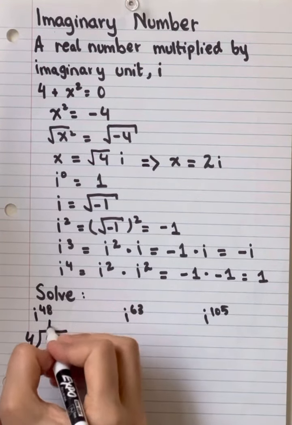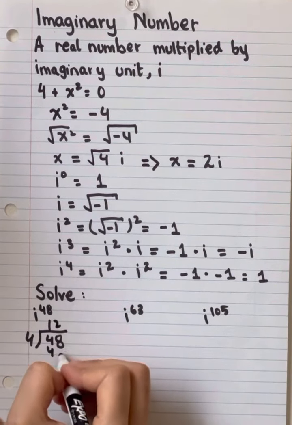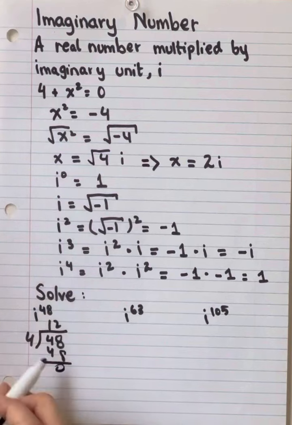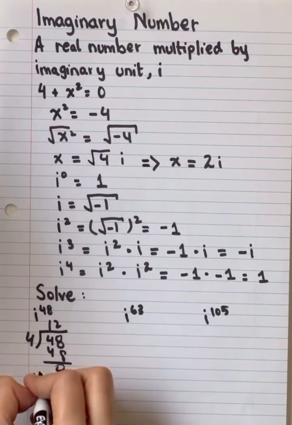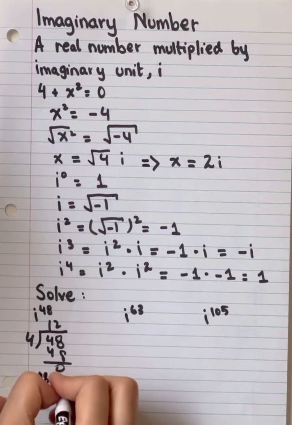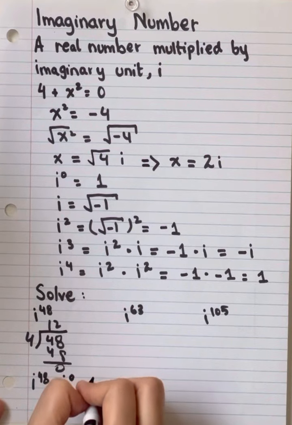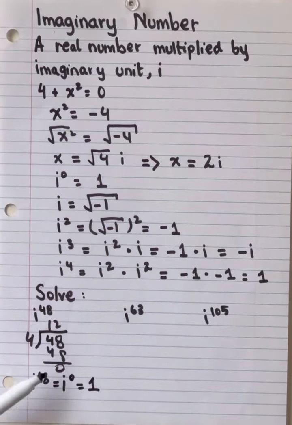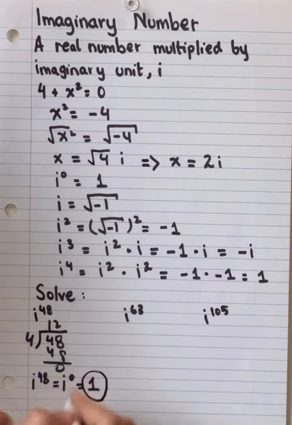We know it's 4, 12, 0. So our remainder is 0, which means i to the 48 is equal to i to the 0, which is equal to 1. As you can see, the remainder was 0. So i to the power of 48 is the same as i to the power of 0, which gives us 1. So here 1 is the answer.